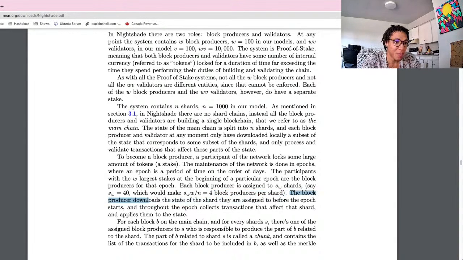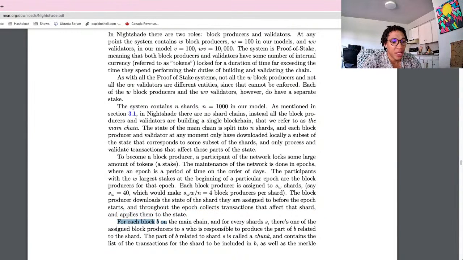Okay. The block producer downloads the state of the shard they are assigned to before the epoch starts. So let's say you have some state for a shard that you're assigned to, you download it before the epoch, which is a few days, and throughout the epoch collect transactions that affect that shard and apply them to the state. And then over the next couple of days, it's doing the same job, just for a long period of time. Okay.